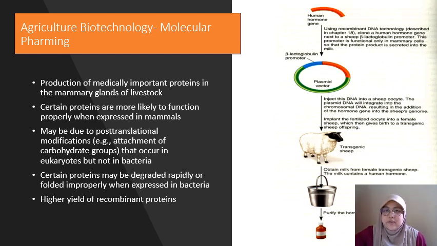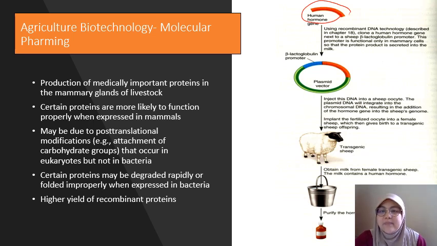So this is an example of what has been done. We have a human hormone gene here. Using recombinant DNA technology, it's cloned. The human hormone gene would be cloned next to a sheep beta-lactoglobulin promoter, and this promoter is functional only in mammary cells so that the protein product is secreted into the milk. So that's what we want, protein inside the milk.